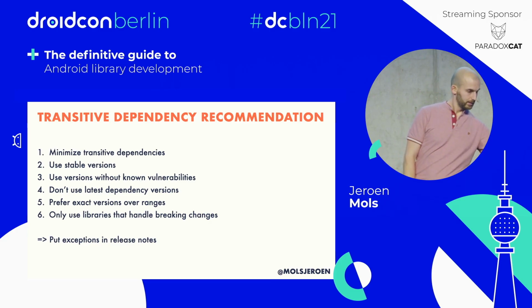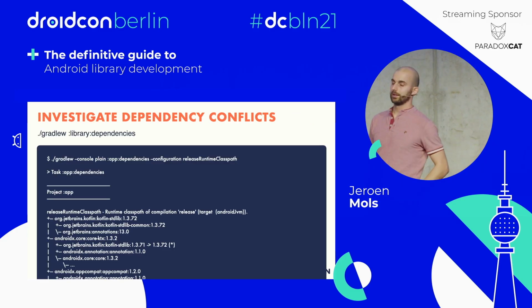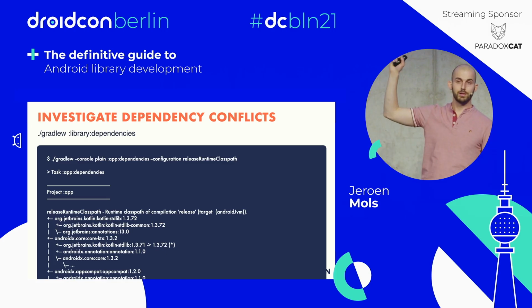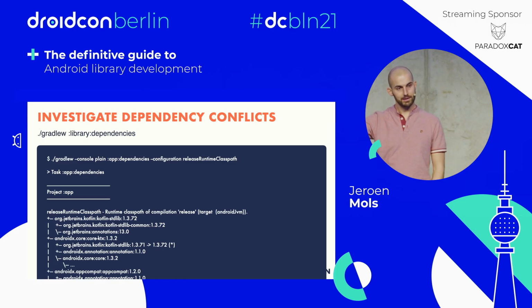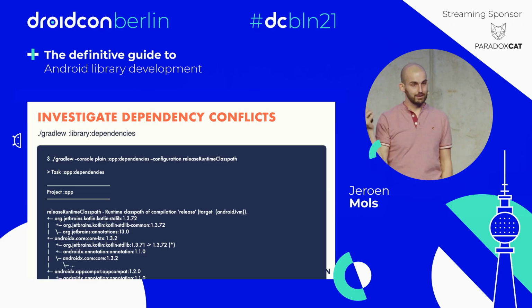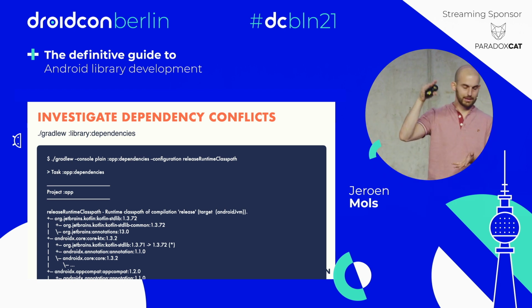Should you run into a transitive dependency problem, there's a really great Gradle command you can run, which is just the module and then dependencies. You can also add a filter, I think it's --configuration, and then you can filter for releaseRuntimeClasspath, and then you only get a single configuration.